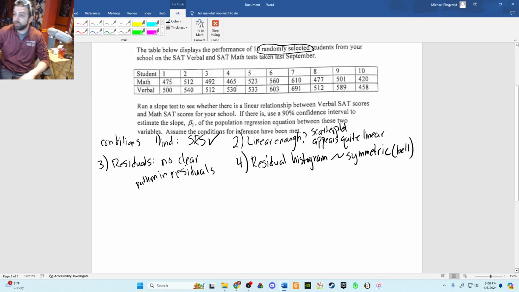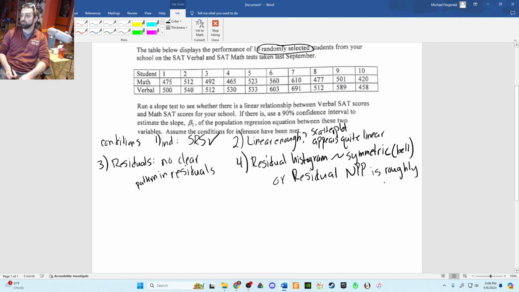So you can either say that the residual histogram is roughly symmetric, or the residual normal probability plot is roughly linear. Either of those works. Those are our 4 conditions.